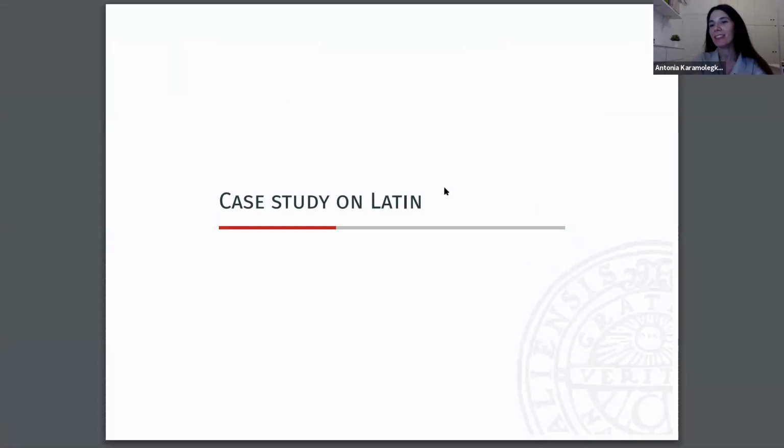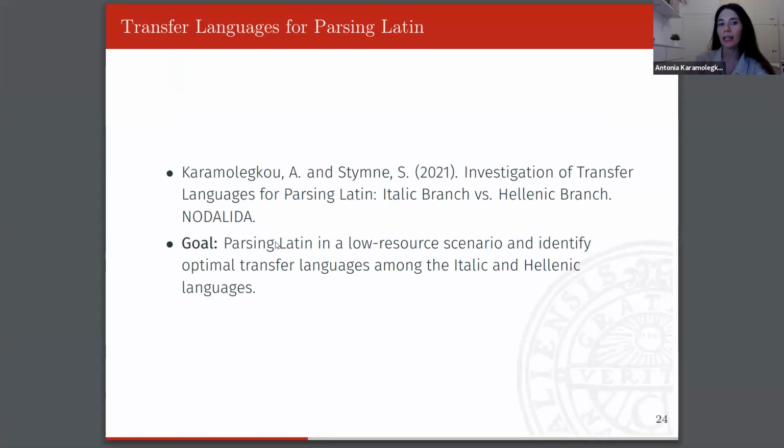In the previous section, we saw a brief introduction to cross-lingual dependency parsing and transfer learning. Now we will focus on the case where we target a specific language, Latin, and especially on how to choose good transfer languages. We explore the impact of similarity features, including genealogical, geographic, and syntactic similarity, and also the impact of different text types and training set sizes. The goal is to parse Latin in a low resource scenario. This paper was published at the 23rd Nordic Conference on Computational Linguistics, NoDaLiDa 2021.